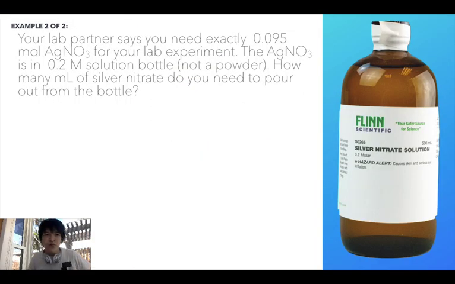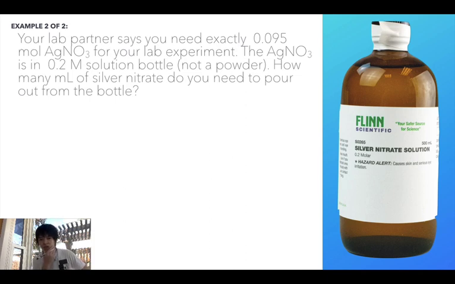Now in this example, we have a bit of text right here. Your lab partner says you need exactly 0.095 moles of silver nitrate for your lab experiment. The silver nitrate is in a 0.2 molar solution bottle. It's not a powder. How many milliliters of silver nitrate do you need to pour out from the bottle?